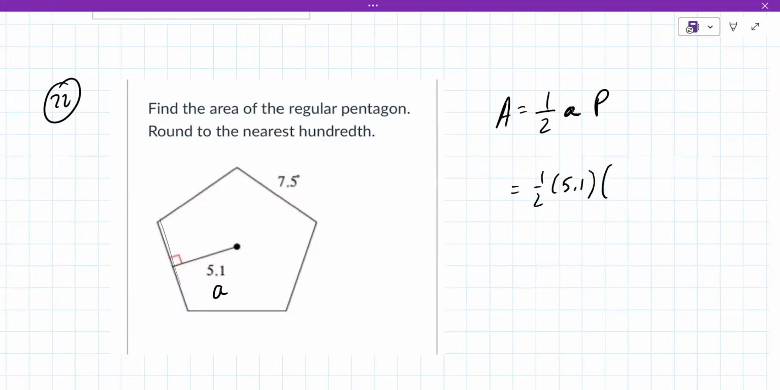It's going to be 5.1 times 7.5 times 6, right? Why 6? What's the significance of 6? 1, 2, oh, 5. Sorry. 5 times 7.5. It would be 15 in the end.